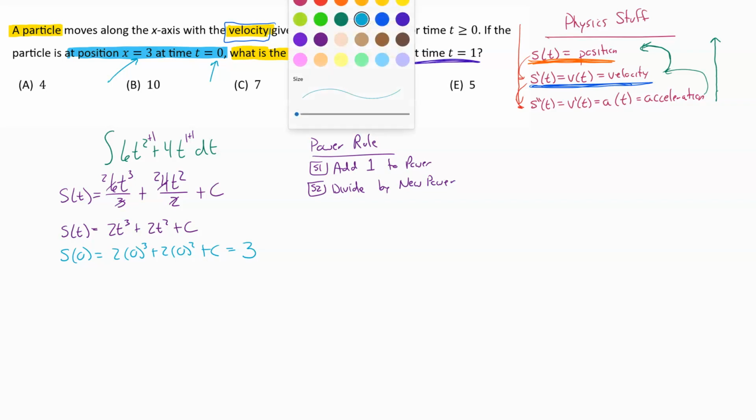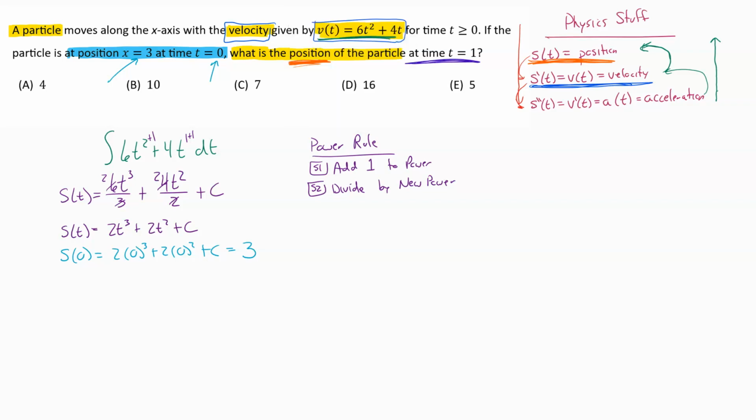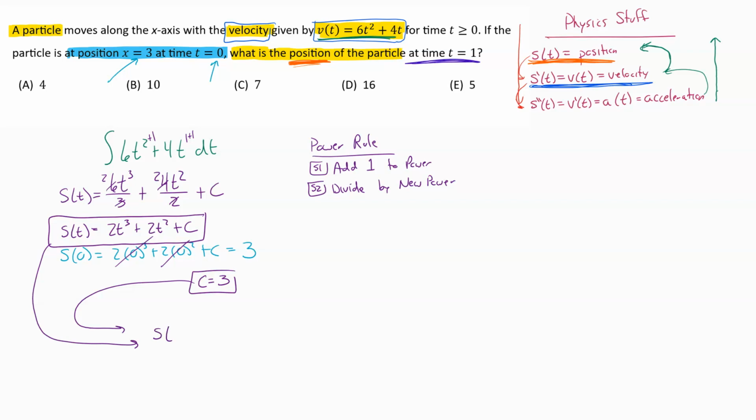This is one of those really nice ones where the math is super quick because 0 times anything is 0. So those are 0, 0, and we end up with c equals 3. We'll take our c and plug it into our general solution, and that's going to give us our specific solution. So we end up with 2t cubed plus 2t squared, and then instead of c at the end, we now plug in our plus 3. So that is our actual position function now.